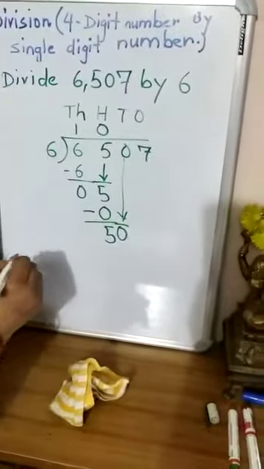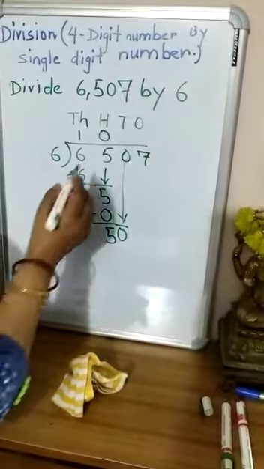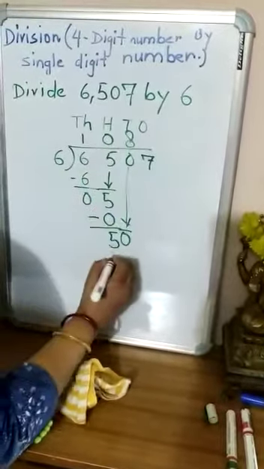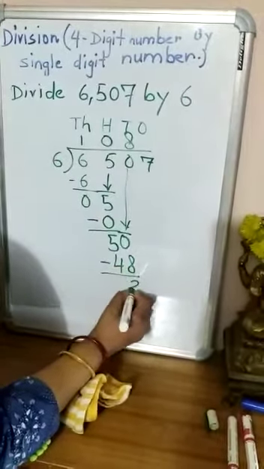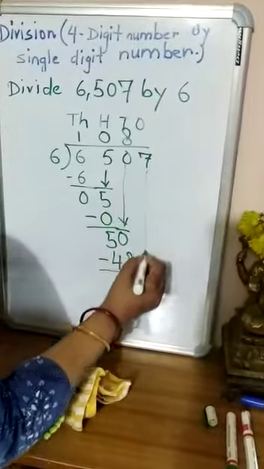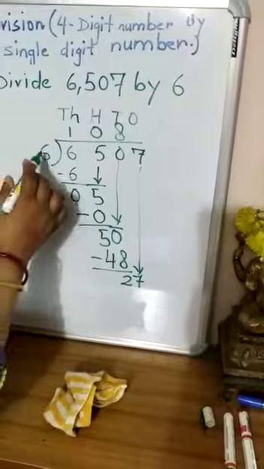It becomes now 50 tenths. Now I will start the table. 6, 6 8s are 48. 48, 50 minus 48 is 2. Now I will put down this 7 along with 2. It becomes 27 ones. Now start the table.